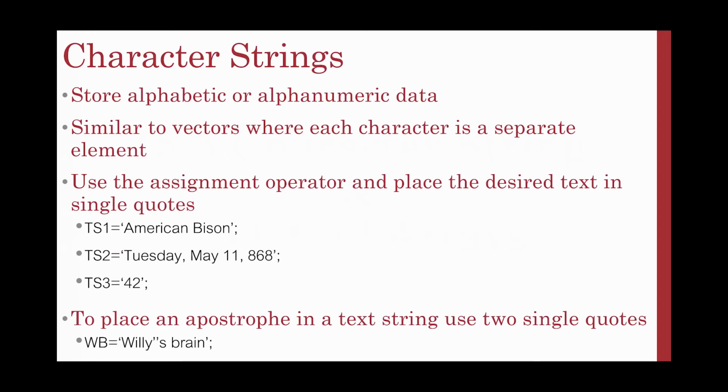So character strings store alphabetic or alphanumeric data. They're similar to vectors where each character is a separate element. You use the assignment equal sign operator to place the desired text in single quotes. For example, if I wanted to store the words American bison in a variable TS1, I would type TS1 equals single quote American bison single quote. You can also do it with numbers. For example, TS3 is equal to single quote 42 single quote.